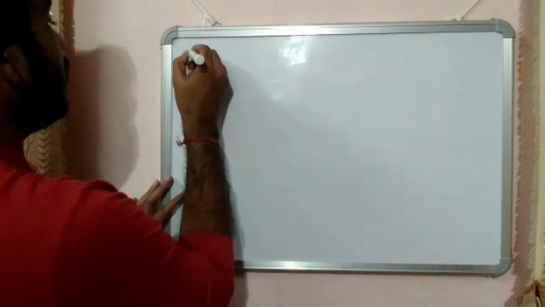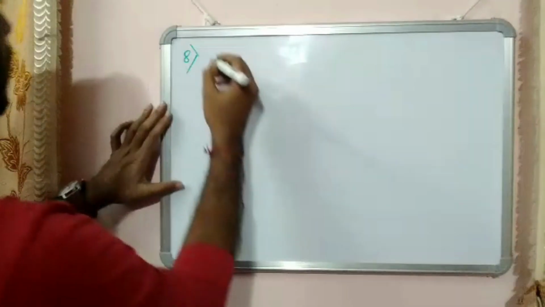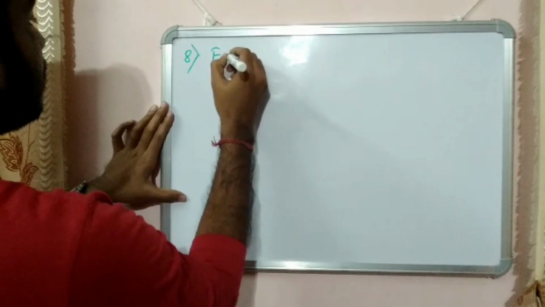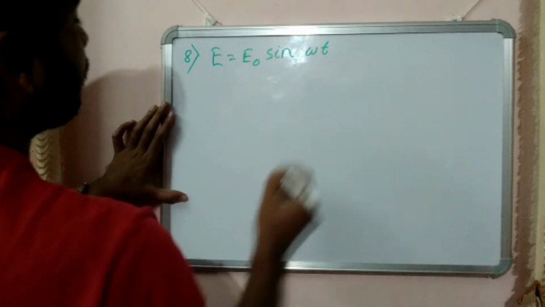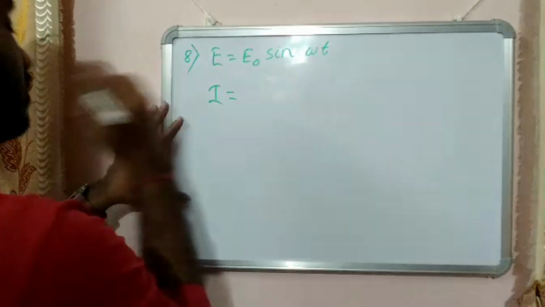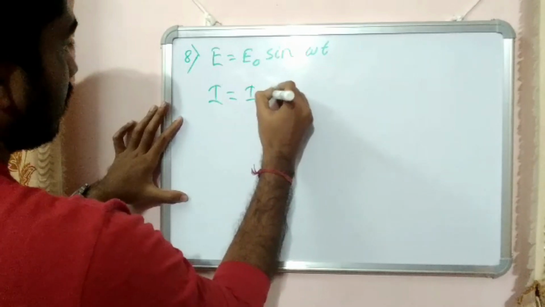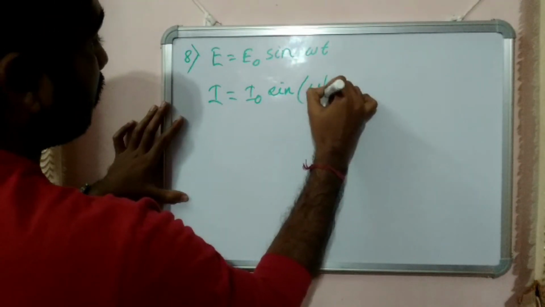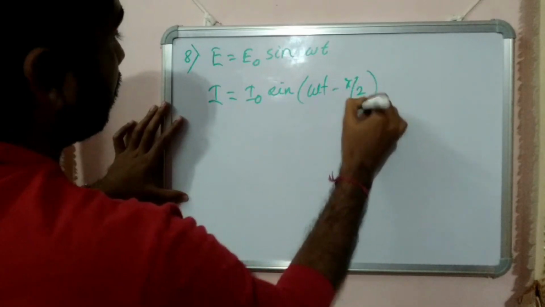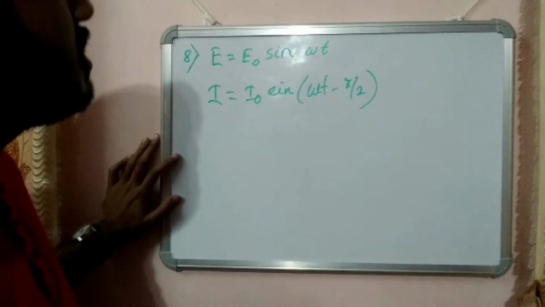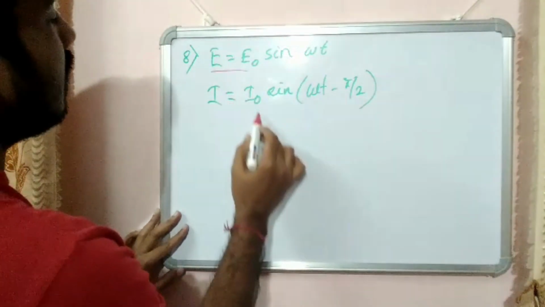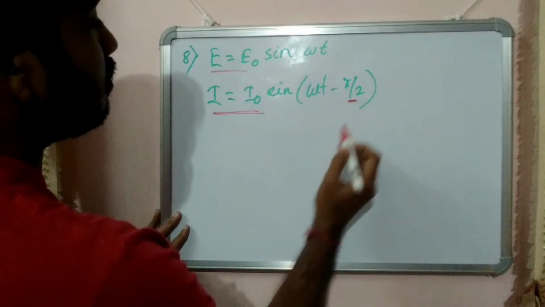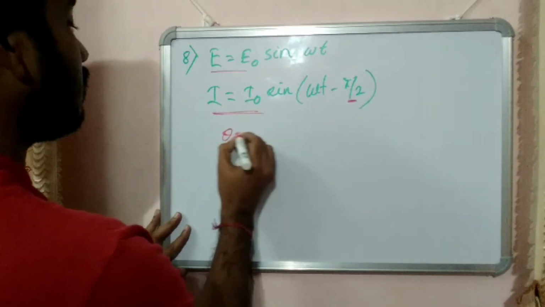Now come to question number 8. It is given the potential E equals E0 sin omega t, and the current due to this potential is I0 sin omega t minus pi by 2. So simply we can see that the phase difference between the potential and the current is pi by 2. So theta is equal to pi by 2.